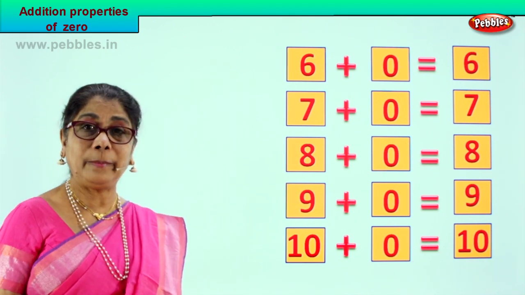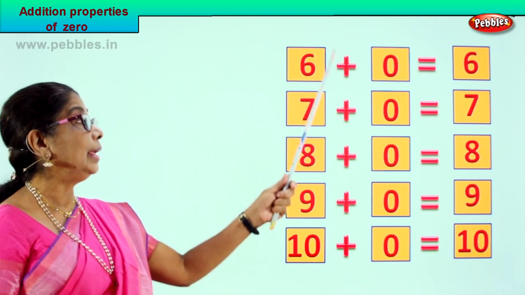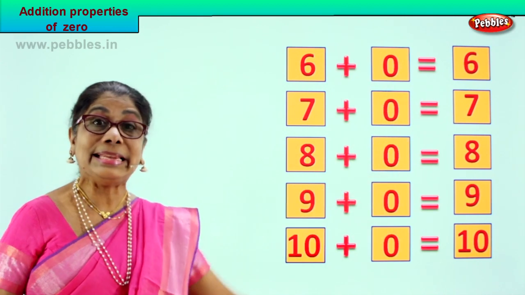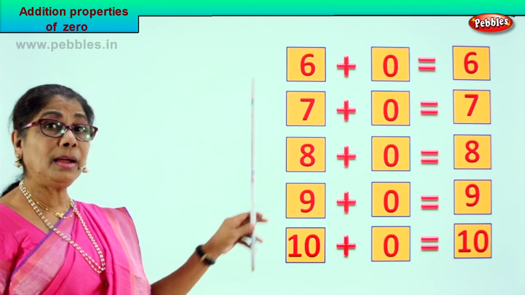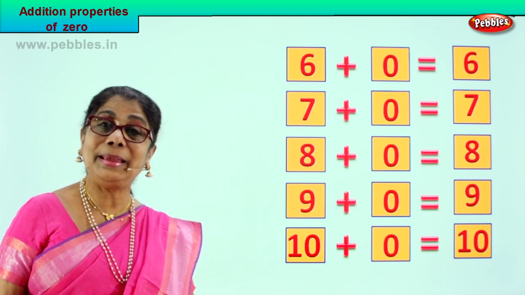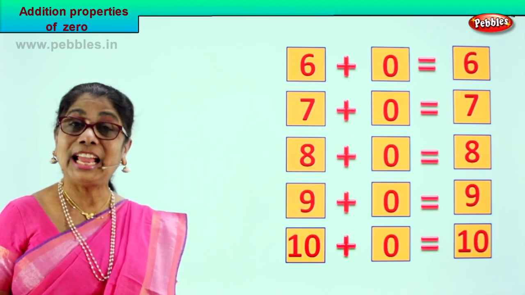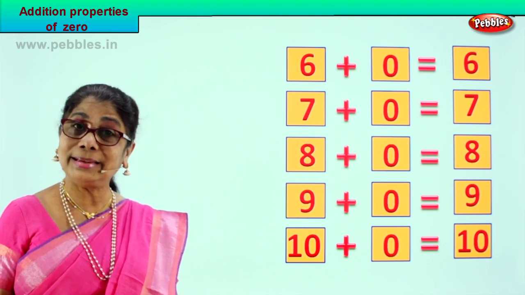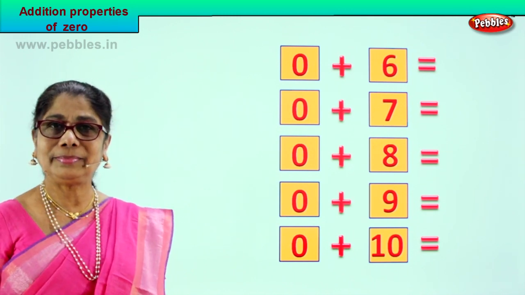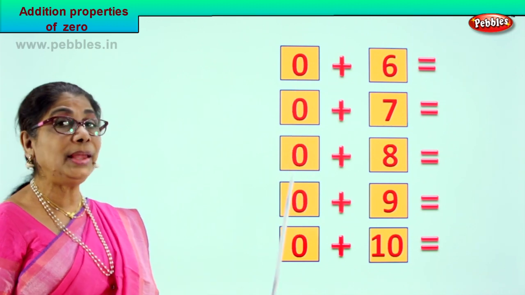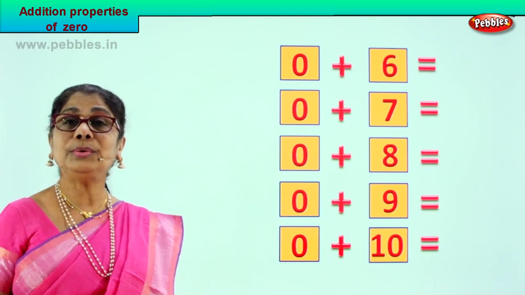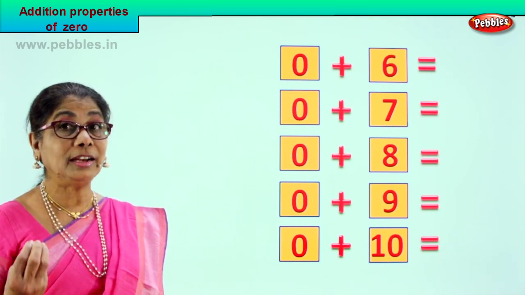Let's take the last sum. Number 10 plus 0 is equal to 10 itself. Again, 10 plus 0 is equal to 10. What did we learn here? The concept of 0. Any number plus 0 will give the number itself. Any number plus the 0 is equal to the same number. Good. Shall we go to another exercise? Let's look at this exercise. Here we are doing 0. 0 plus number is equal to the number itself. Again, the concept of 0.